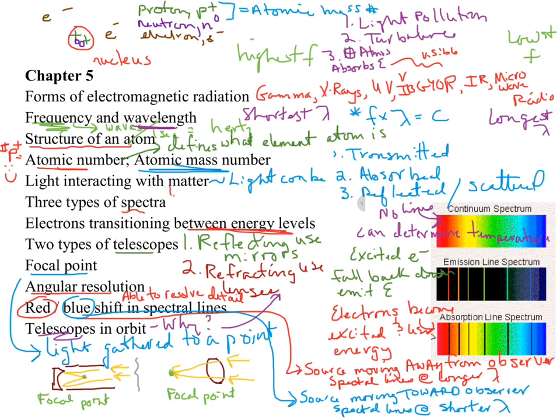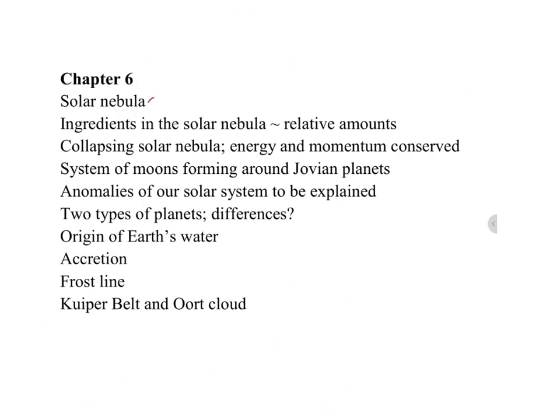But what we are able to do is get away from light pollution on Earth. We're able to get away from the Earth's atmosphere that creates turbulence for land-based telescopes. And we're also able to get to some of those energies that are absorbed or blocked by the Earth's atmosphere. Now on to the next chapter.